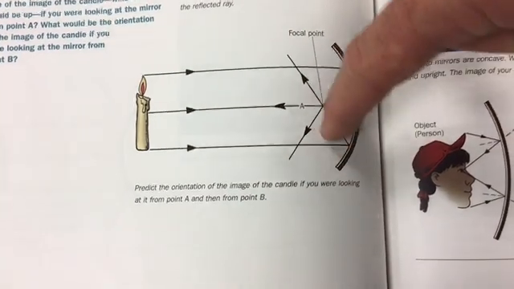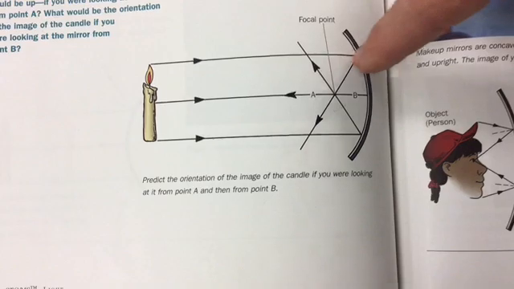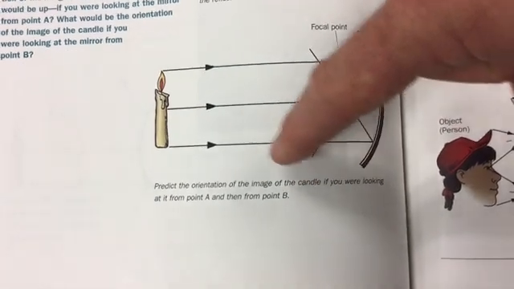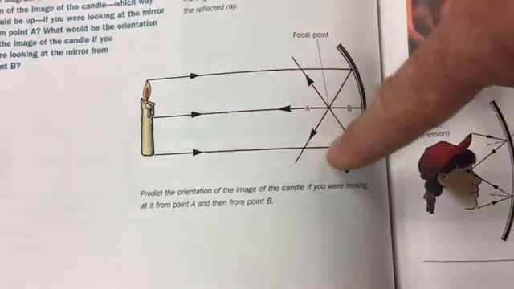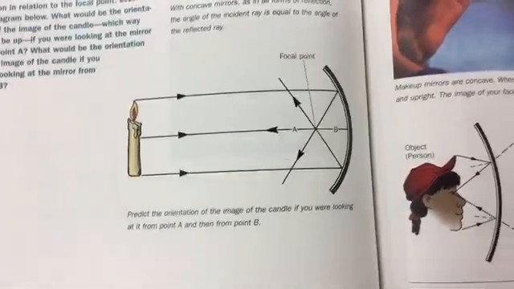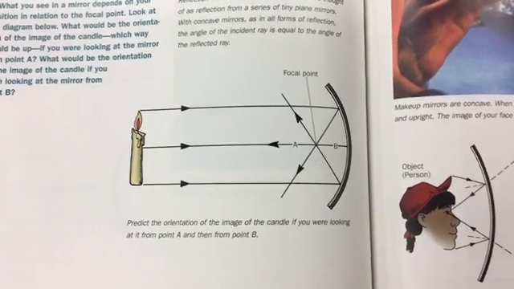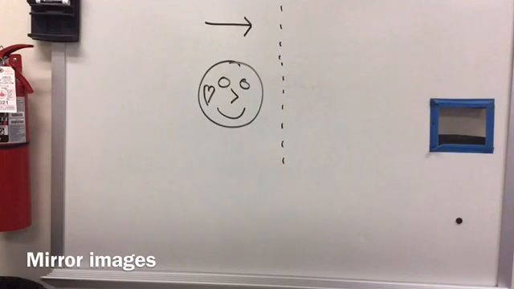It's going to come in and be reflected. Now, what was on the top is now on the bottom, and what was on the bottom is now on the top. So this candle in a concave mirror would be upside down, just like I was in the concave mirror.